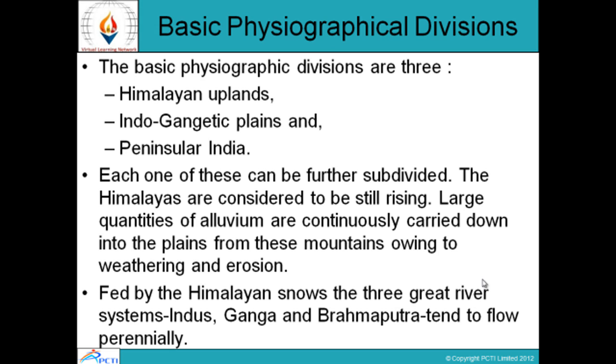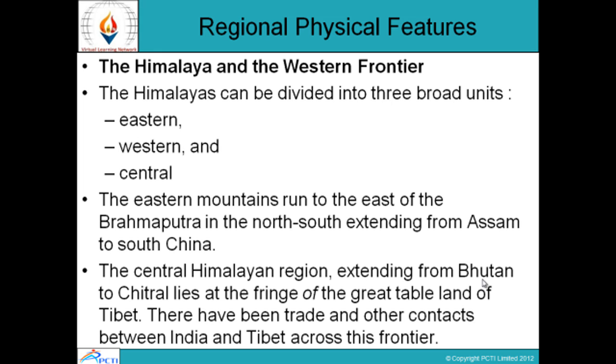Basic physiographical divisions. The basic physiographic divisions are three: Himalayan uplands, Indo-Gangetic plains, and peninsular India. Each one of these can be further subdivided. The Himalayas are considered to be still rising. Large quantities of alluvium are continuously carried down into the plains from these mountains owing to weathering and erosion. Fed by the Himalayan snows, the three great river systems Indus, Ganga, and Brahmaputra tend to flow perennially.